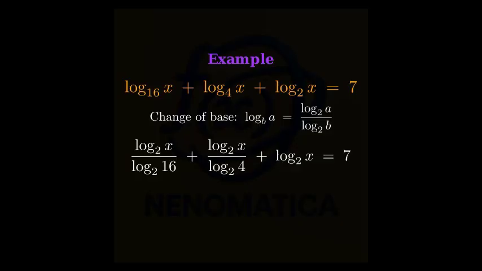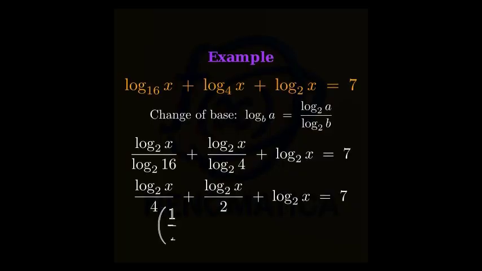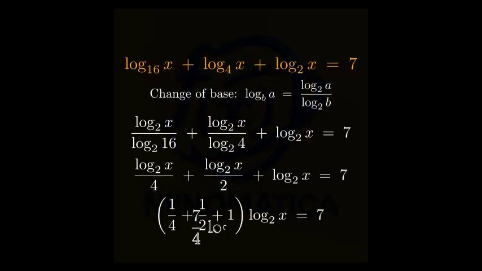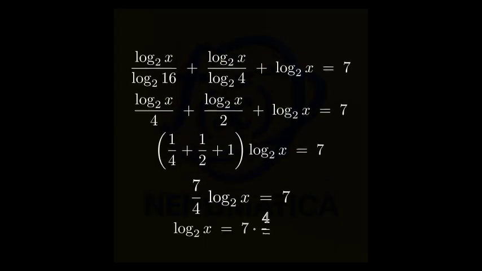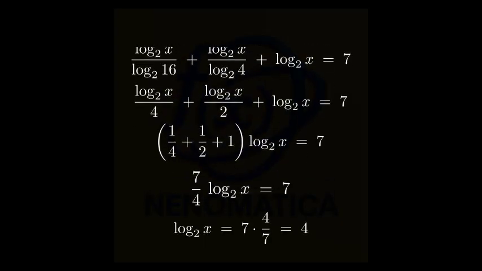Step 3. Treat log base 2 of x like a single variable and combine coefficients. 1/4 plus 1/2 plus 1 equals 7/4. Step 4. Isolate the logarithm by multiplying both sides by 4/7. Step 5. Convert the logarithmic equation to its exponential form. Log base 2 of x equals 4 means x equals 2 to the 4th.